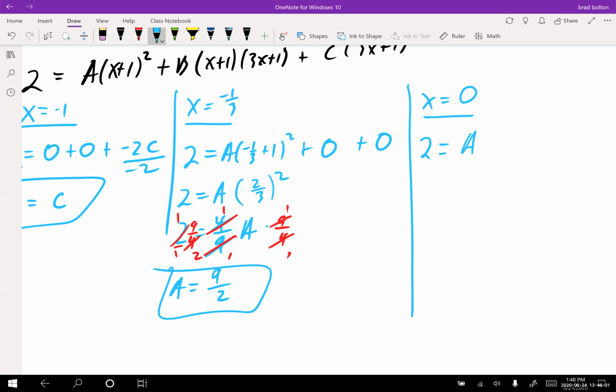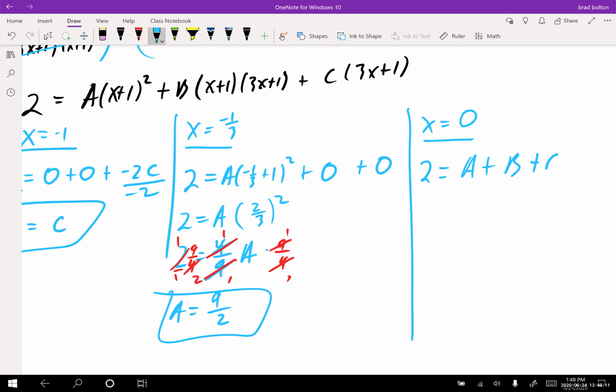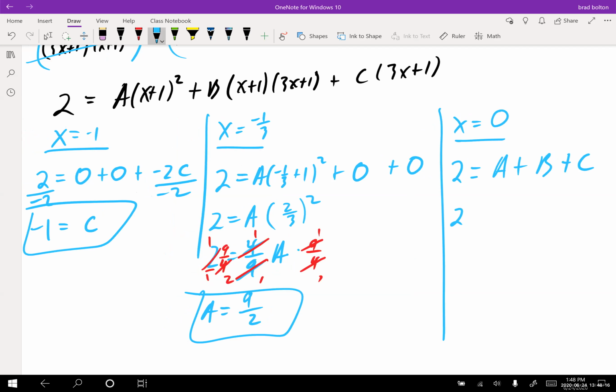So 0 plus 1 is 1. Squared is still 1. Plus B times, what is that? 1 times 1. So that'll be B. And then C will be plus C. Now remember, we know A and we know C. So I'm going to say 2 is equal to 9 halves plus B minus 1. So then 9 halves minus 1 is actually 7 halves.